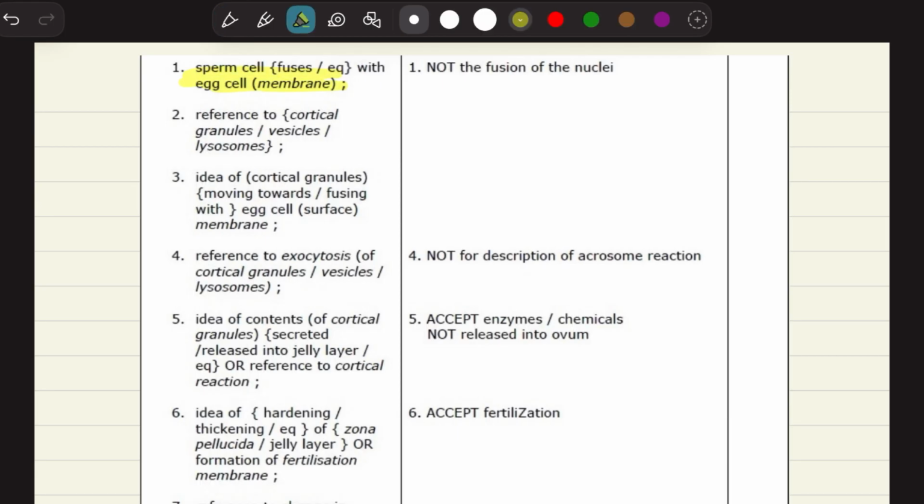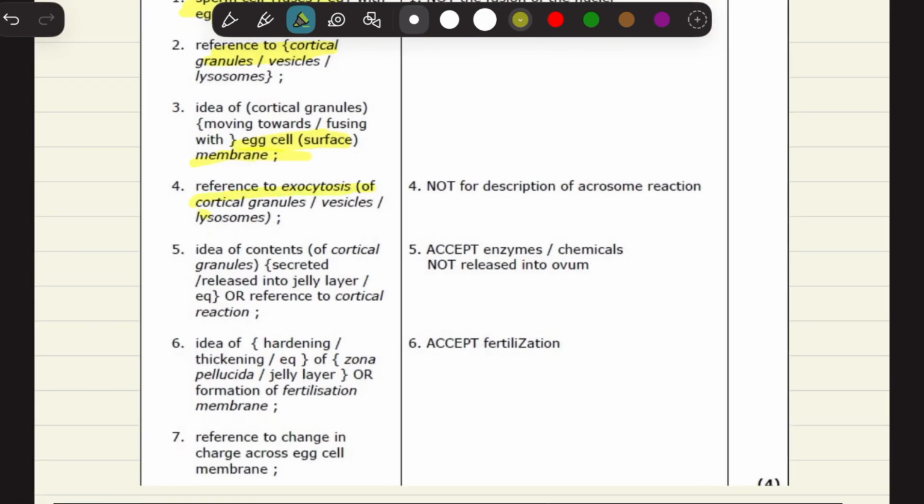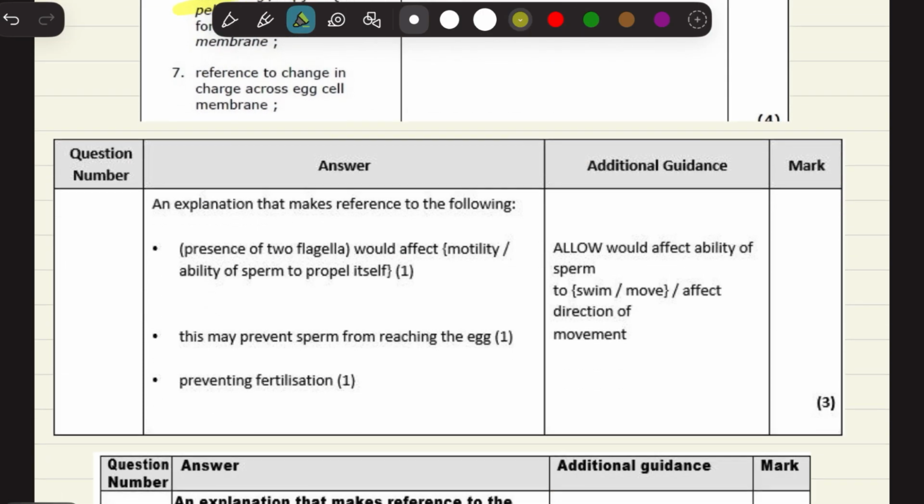Then we need to talk about the cortical reaction. So you know about your cortical granules. They fuse with the cell surface membrane of the egg cell. They're going to do exocytosis of the cortical granules, and that gets released into the zona pellucida, the jelly layer here, and it hardens it and thickens it. That's what they want to talk about in terms of what happens after the acrosome reaction. Your key is to say the cortical reaction. Yeah, cool.